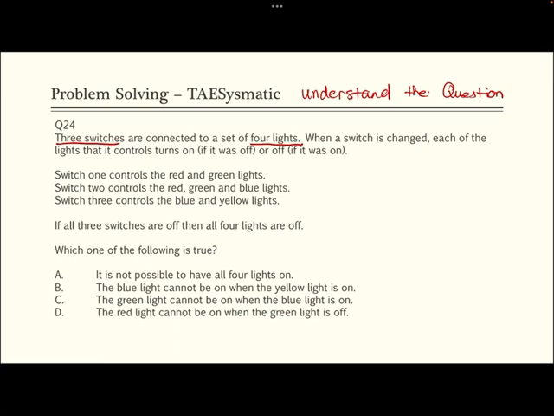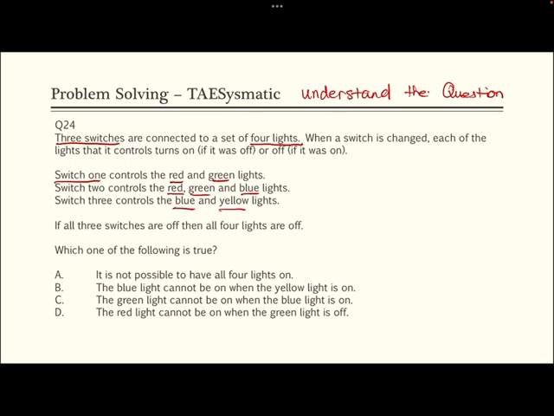When the switch is changed, each of the lights is controlled to turn on when it's off or off when it's on, which means they can always just change the light on and off for one of the lights. Switch 1 controls red and green at the same time. Switch 2 controls red, green, and blue at the same time. Switch 3 controls blue and yellow at the same time.